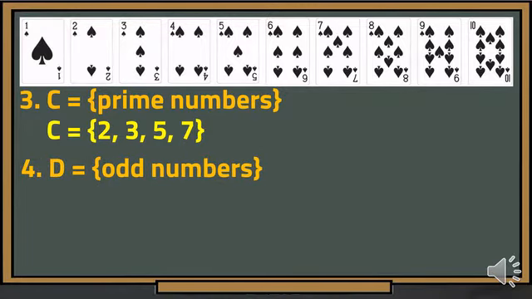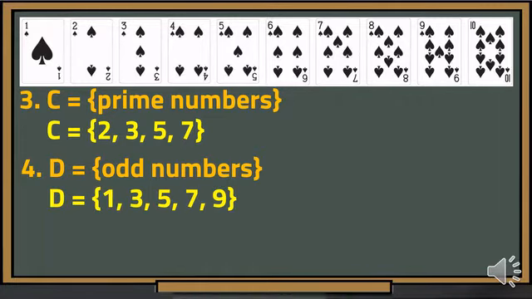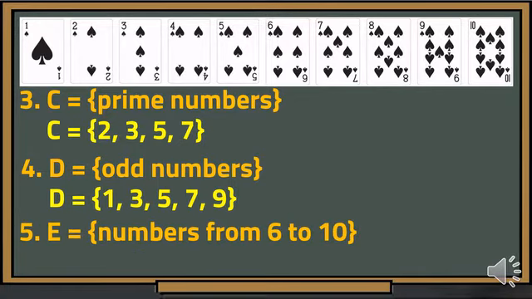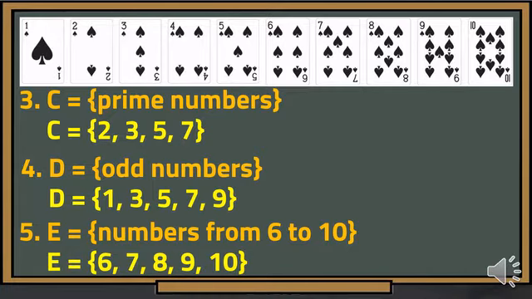Number 4, we have the set of odd numbers. From the given set of cards, what are the odd numbers? Very good. Those are 1, 3, 5, 7, and 9. Number 5, the set of numbers from 6 to 10. Obviously, the elements in set E are 6, 7, 8, 9, and 10.